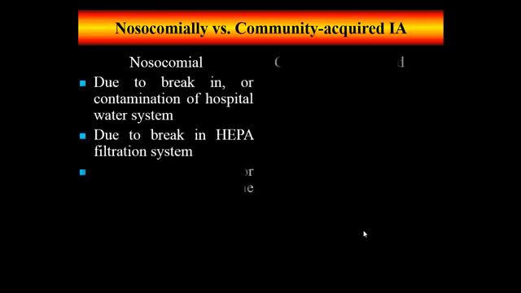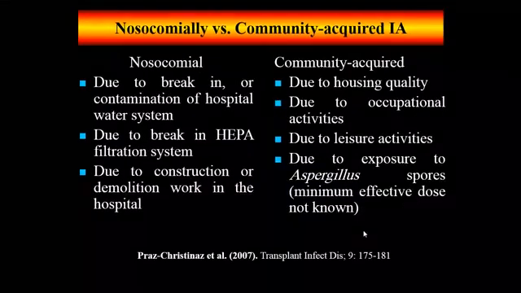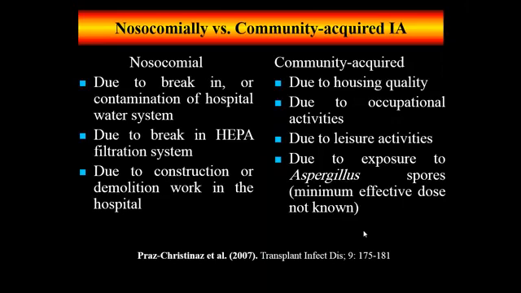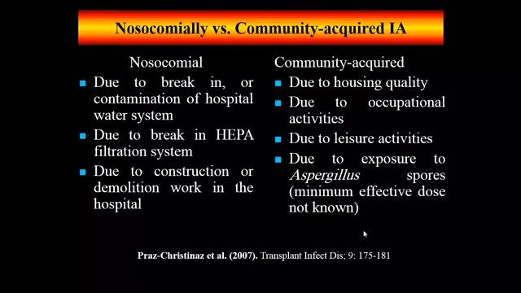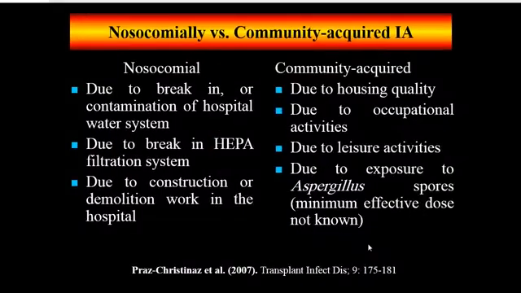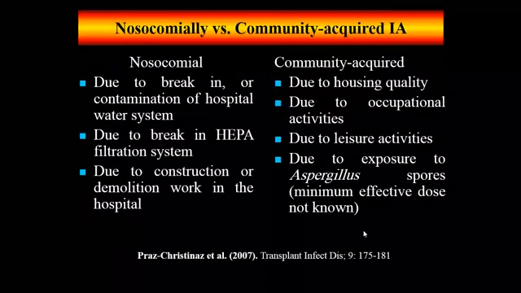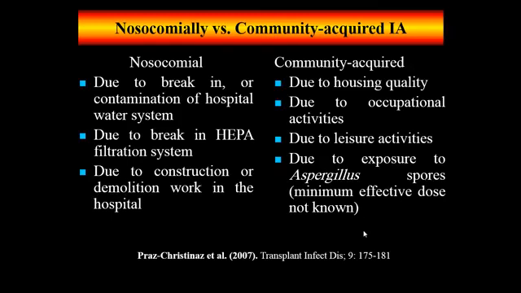So we now have nosocomial versus community-acquired invasive aspergillosis. What is the difference between them? Nosocomial aspergillosis is due to a break-in or contamination of the hospital water system. If you find invasive aspergillosis in any hospital, you should check the water system of the hospital. Also, you should check the HEPA filter of the filtration system. Also, consider construction or demolition work in the hospital.